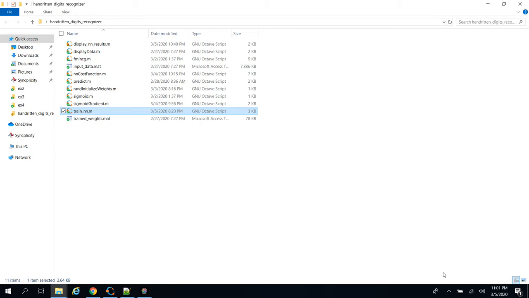Our training set has 5000 training examples, where each training example is a 20 pixel by 20 pixel grayscale image of the digit. Each pixel is represented by a floating point number indicating the grayscale intensity at that location.